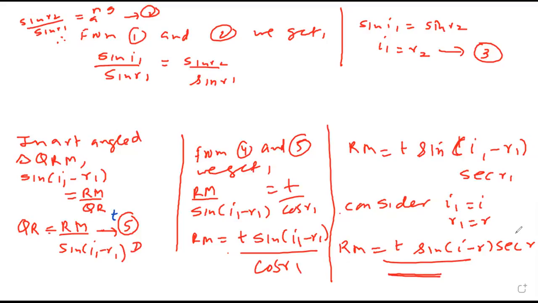Sir, do we have numericals based on this formula? Yes, a direct formula-based numerical you will get on this. They will give I, R, T and they will ask what is the lateral shift. So isn't I minus R the angle of deviation? No, no. I minus R is not the angle of deviation. For the first surface you are telling? Yes, sir. Yes, we can take.